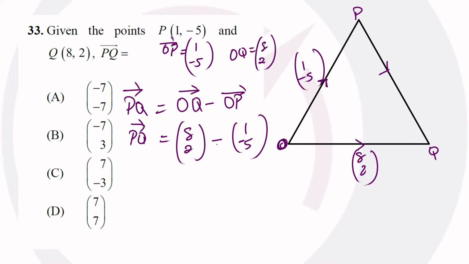Alright, so 8 minus 1, that's going to give us 7. And 2 minus -5, that gives us 7. So PQ is equal to (7, 7), and that matches D.